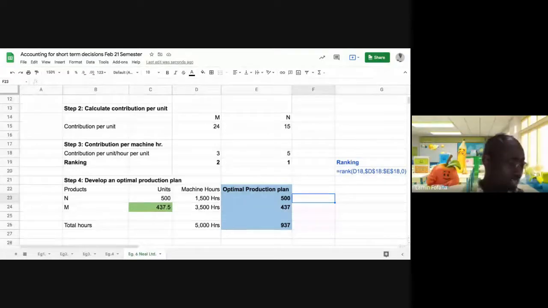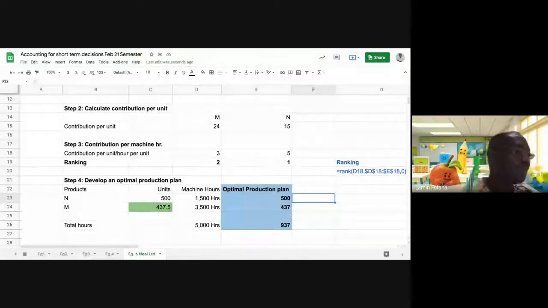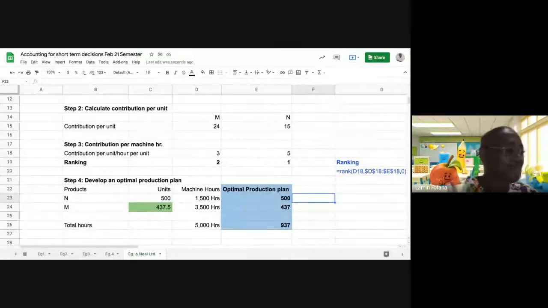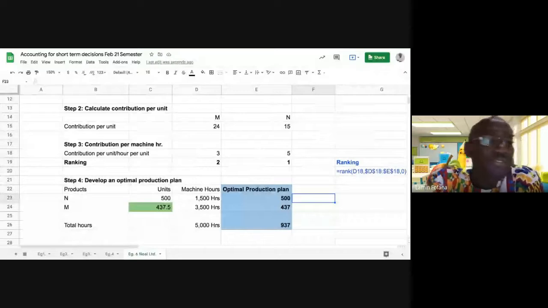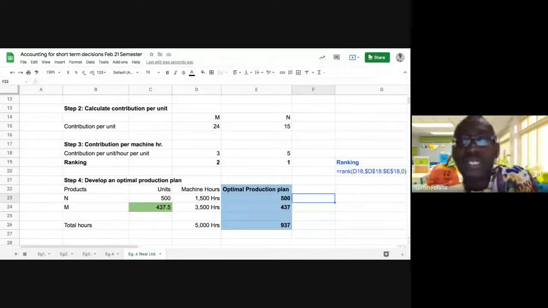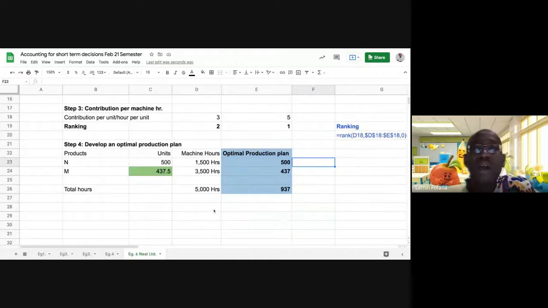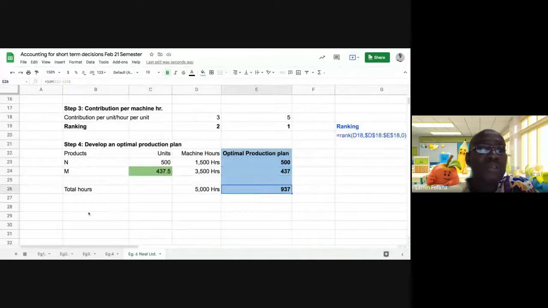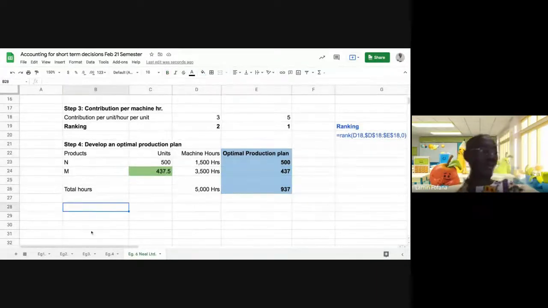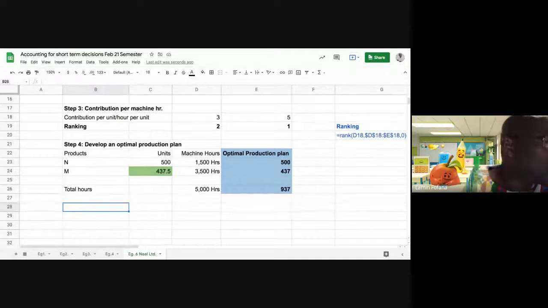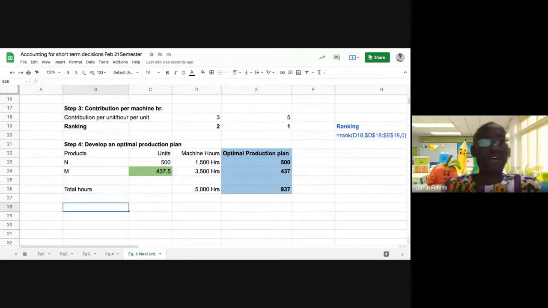The next part, step 5, is what will be the profitability of our optimal plan. If we produce using this, what profit are we going to make? So step 5 will be the total contribution, or we can say the total profit from M and N.